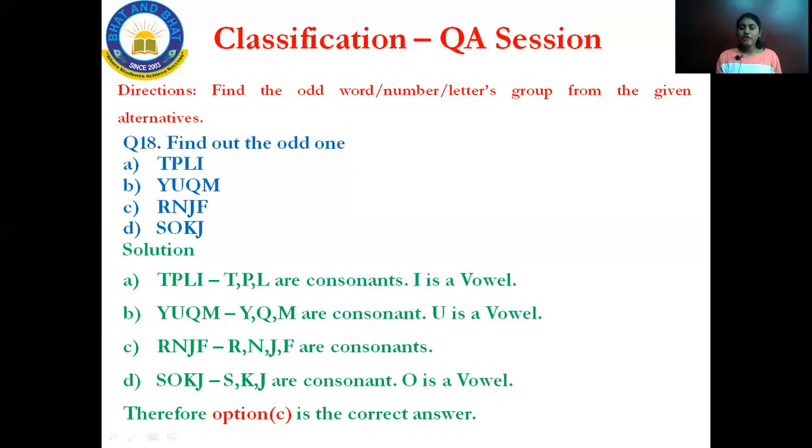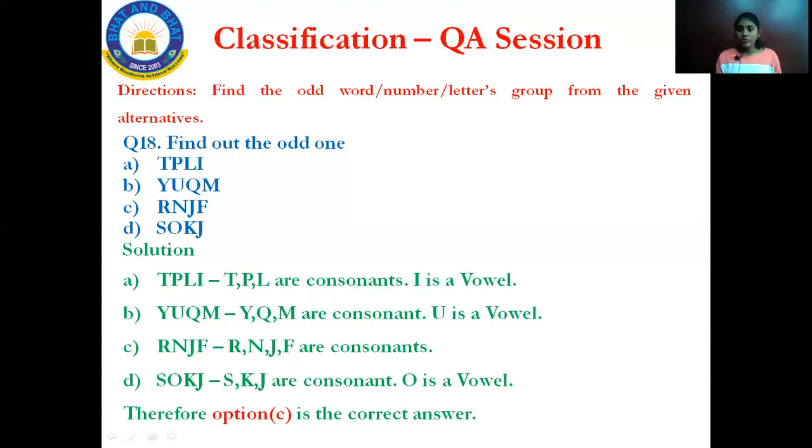And R, N, J, F. See, R, N, J, F are all consonants. And then S, O, K, J. S, K, J are consonants. A, E, I, O. O is a vowel. Now, what is the correct option?